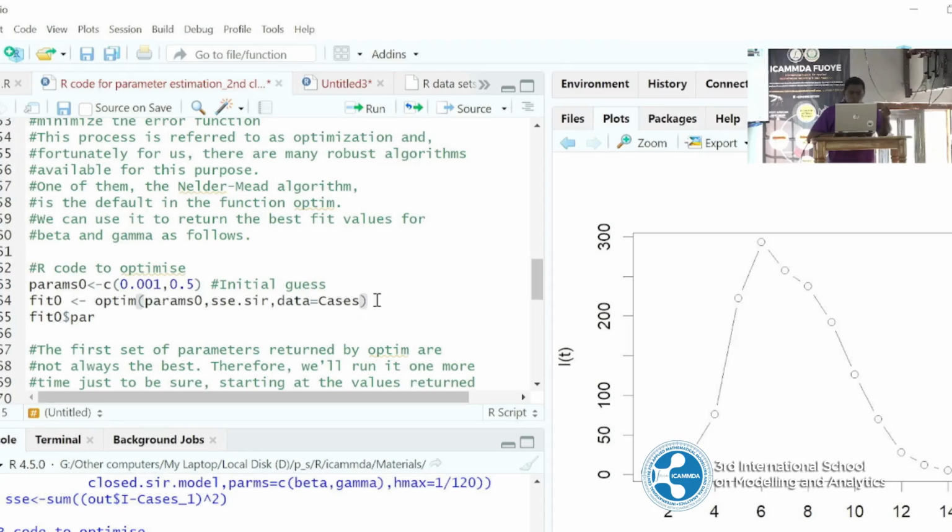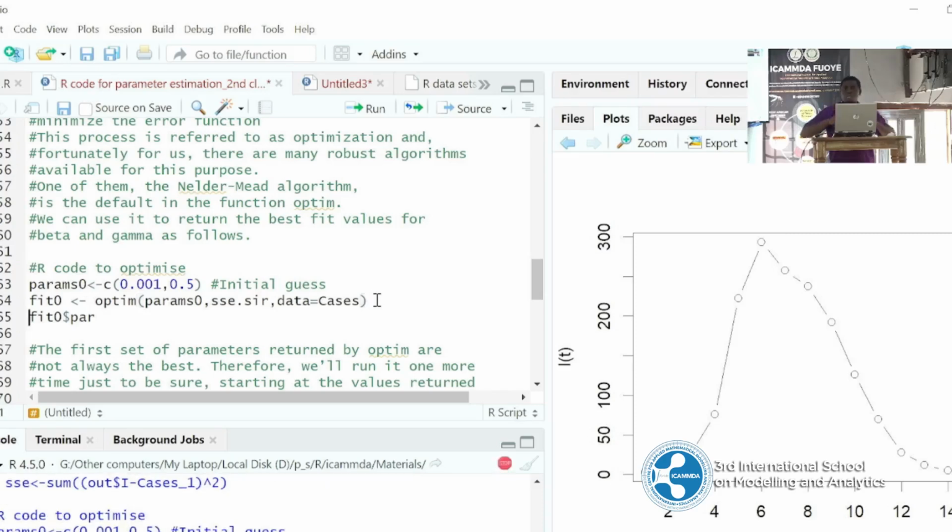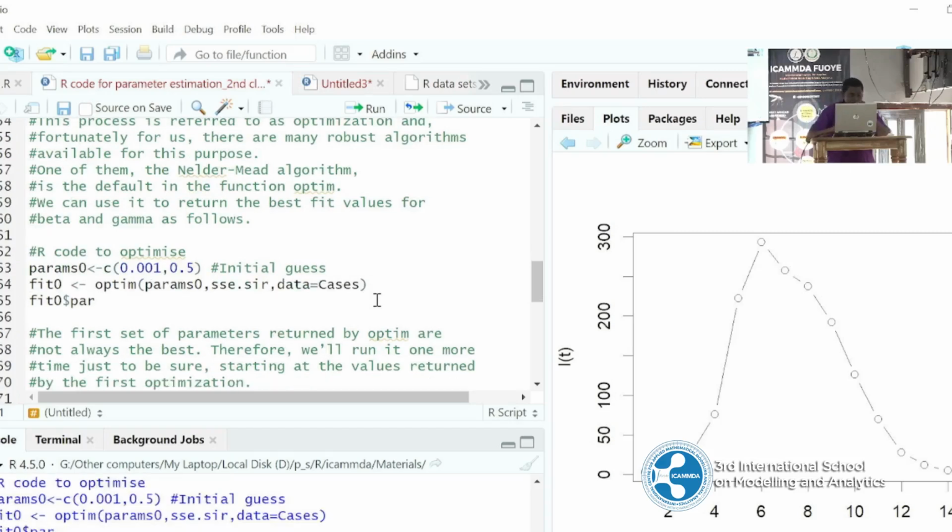So primarily, once I supply that and I run it, it has already minimized that error function. And having minimized, once I run this now, it's telling me the parameter values. Do you see that now? The parameter values that give the minimum of that sum of square error.